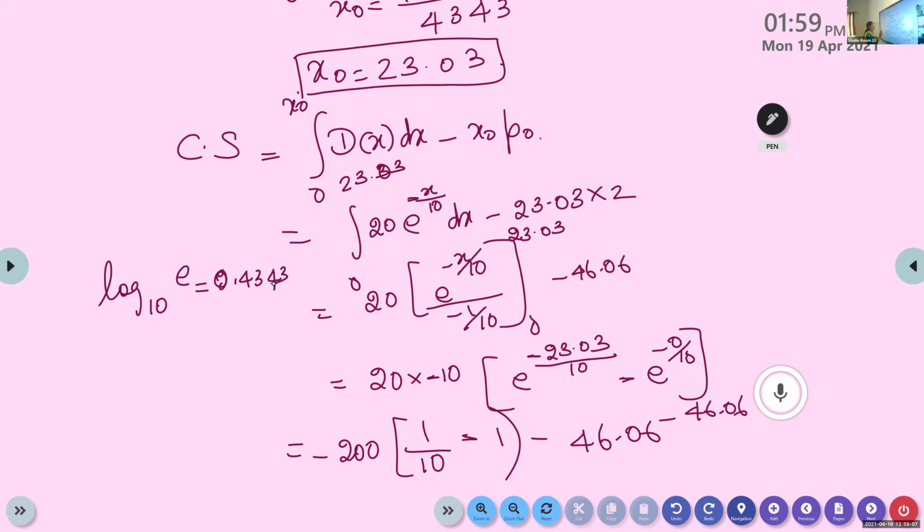That is 1 by log 10 to the base e is 0.4343. So log 10 to the base e is 0.4343 raised to minus 1. So using this property, we can write this as 1 by 10.